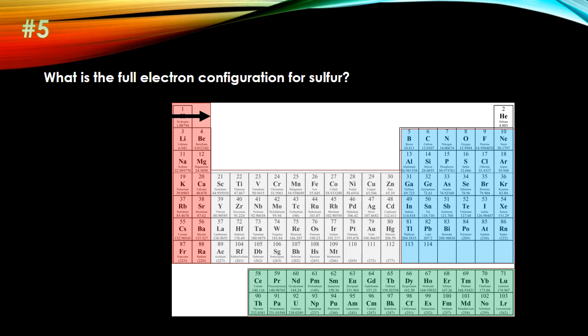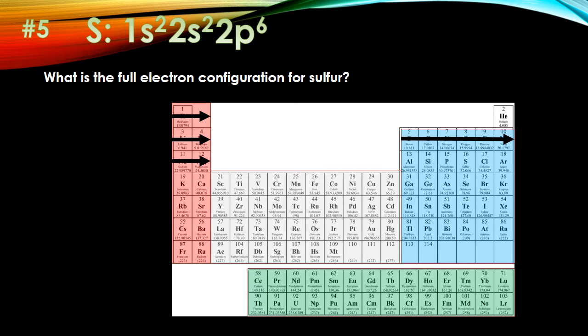We go across that first row, and that gives us 1s2. Then we come down to the second row, and we end up with 2s2. Following the second energy level over, we now have 2p6. Reading it like a book, left to right, 3s2. Now over to sulfur, 3p4.